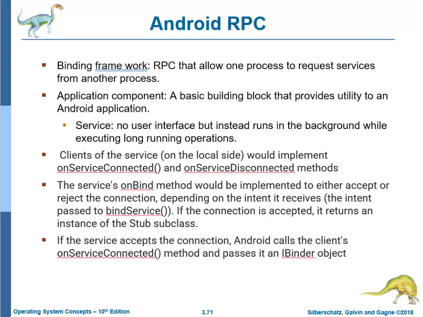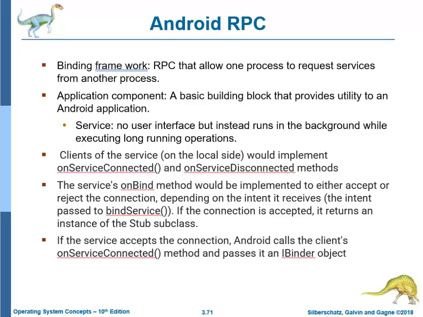Although RPCs are typically associated with client-server computing in a distributed system, they can also be used as a form of IPC between processes running on the same system. The Android operating system has a rich set of IPC mechanisms contained in its binder framework, including RPCs that allow one process to request services from another process.